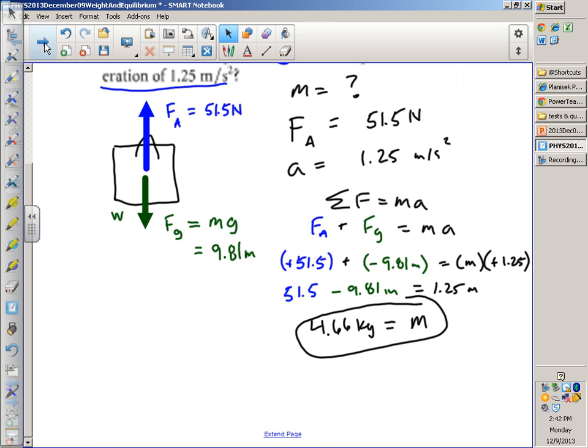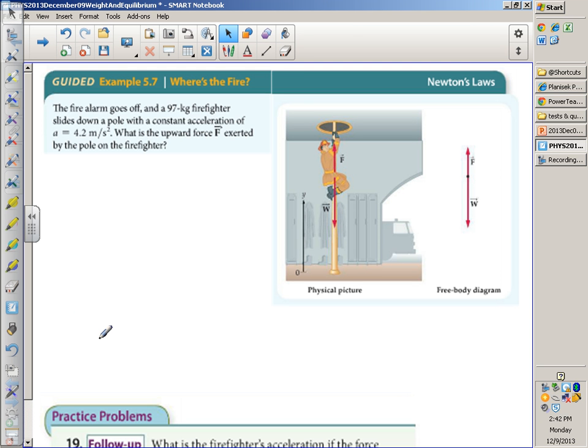Okay. Another example similar to that is on the top of the next page. Let's talk about this firefighter as he slides down this pole. It says, fire alarm goes off and a 97-kilogram firefighter slides down a pole with a constant acceleration of 4.2 meters per second squared. What is the upward force exerted by the pole on the firefighter?